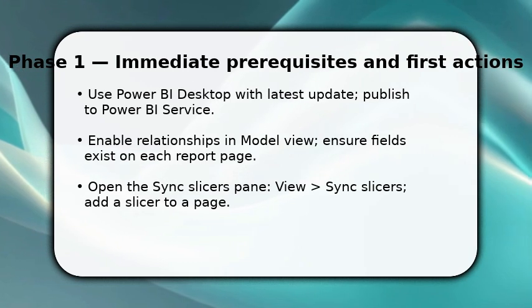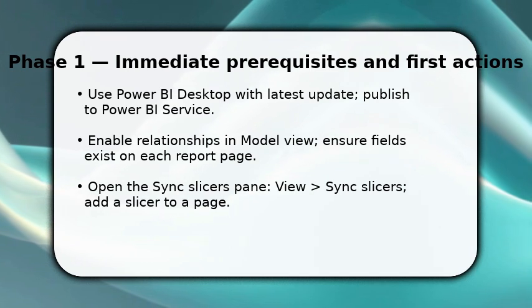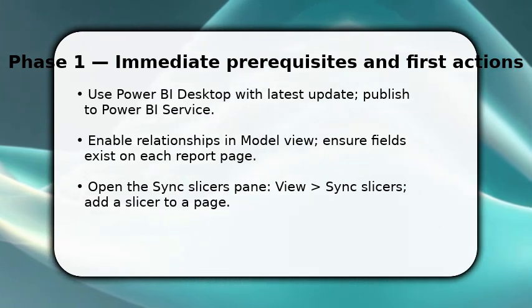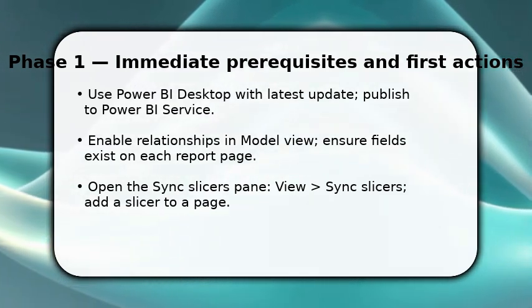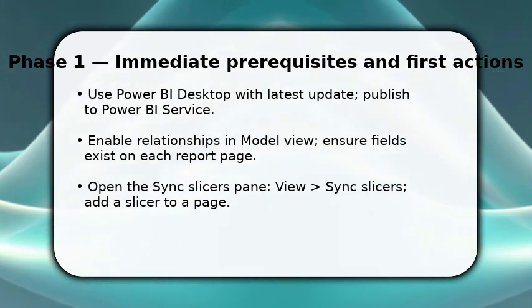Next, add a slicer visual on the first page and select the field. Then open View, enable Sync Slicers pane, and click the slicer to expose sync options. This is the first actionable move that links pages together.